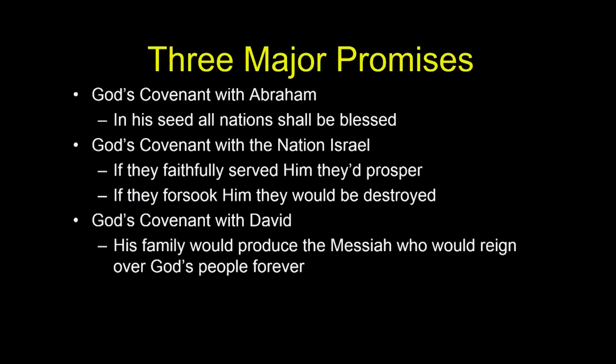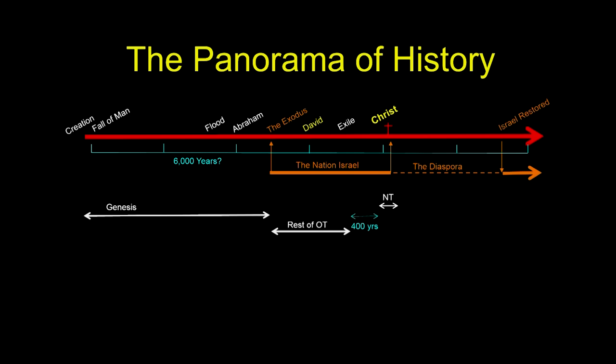There will also be a covenant with David that we'll talk about, that his family would produce the Messiah who will reign over God's people forever. We'll get to that when we get into Samuel. But in this panorama of history, it's been sort of the backbone of our presentations. We're going to be now moving from the call of Abraham forward.